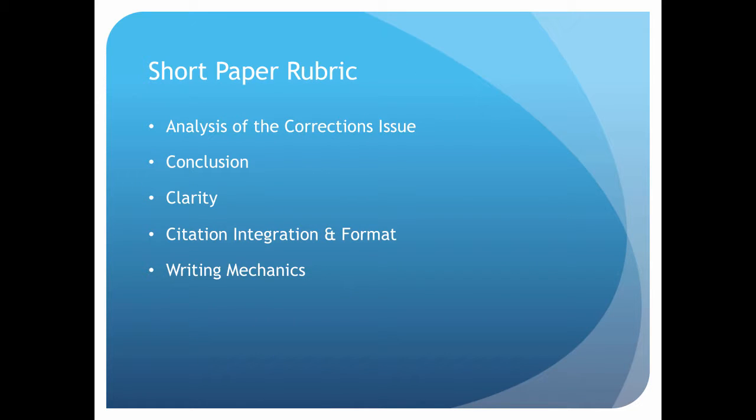Okay, the short paper rubric says that you have to analyze the corrections issue. You can go to the rubric and read this. You need to come to a conclusion. Now, even though that is the second critical element, it's actually going to be the last part of your paper where you demonstrate your evaluation and analysis skills. Clarity, does it flow? Is it well organized? Does it all make sense?